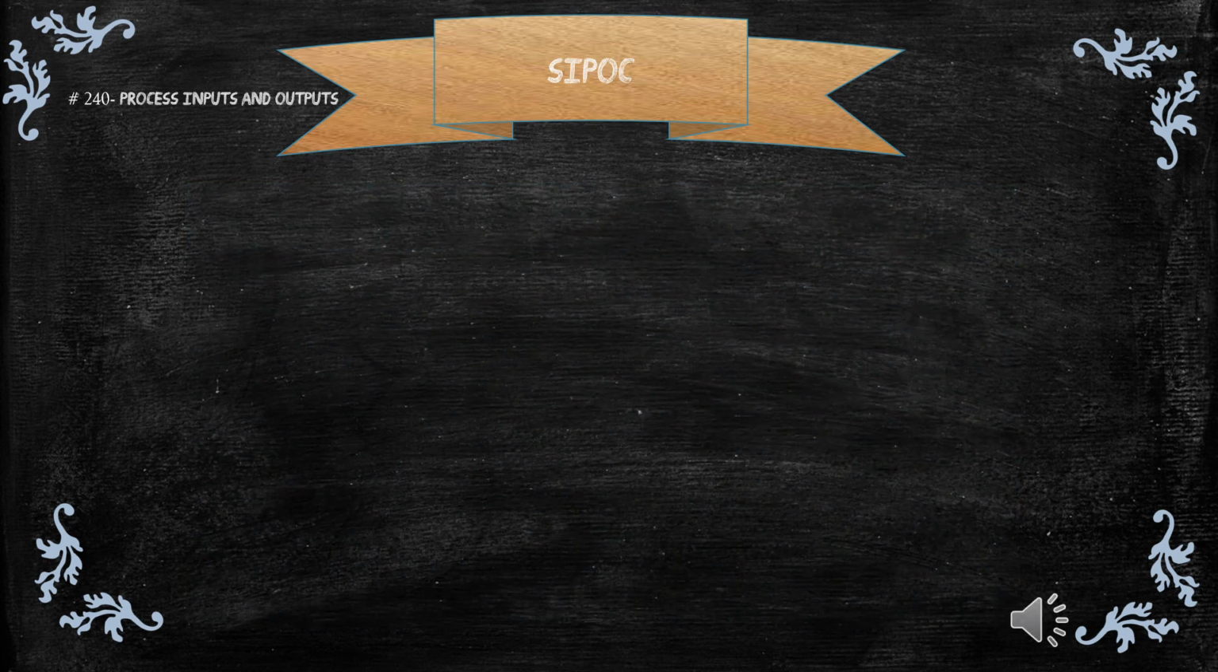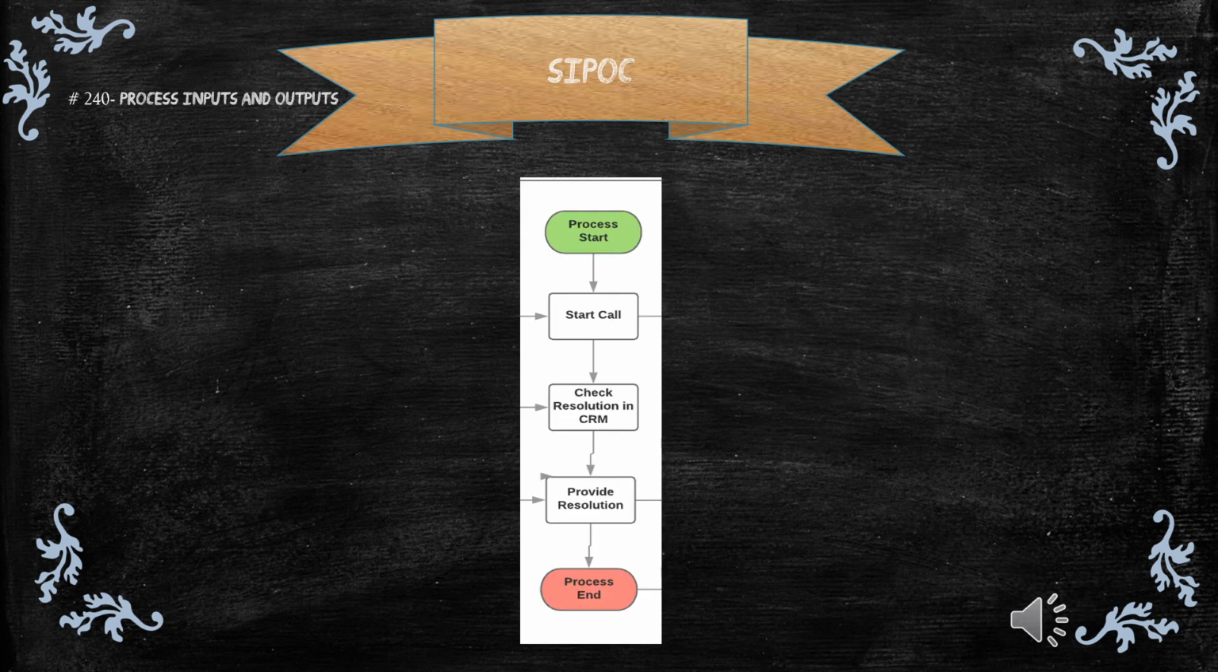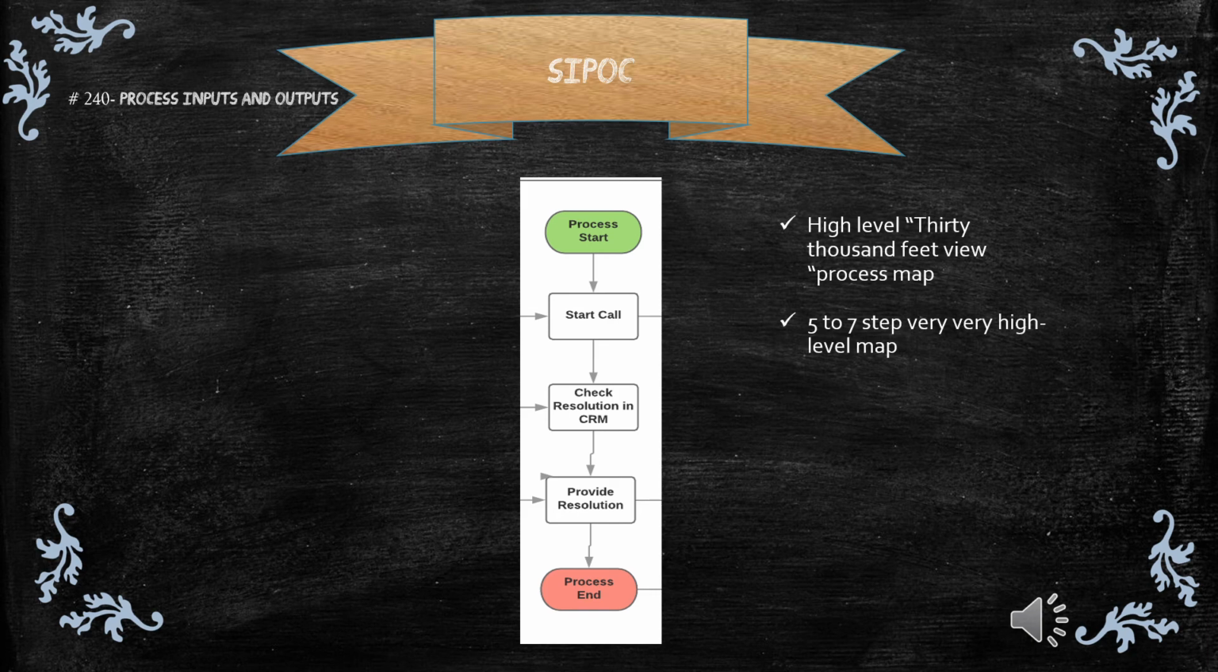The first step is that you want to start in the center with the process. This will be your high-level 30,000 feet view process map. It is usually a 5 to 7 step high-level map of the process. Usually the hardest part of developing the process is determining what is the first and last step. Through discussion you say what is the first step in the process, and then through further discussion you define the last. This in a way also defines the scope of your project.